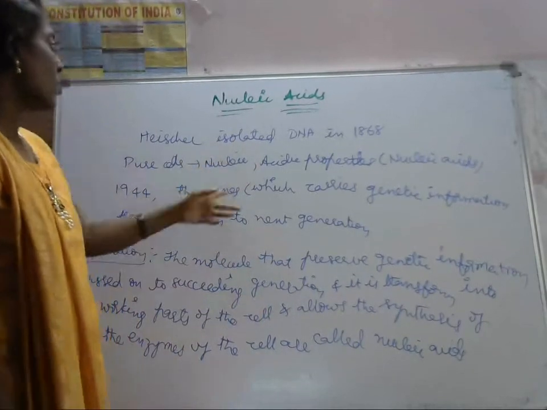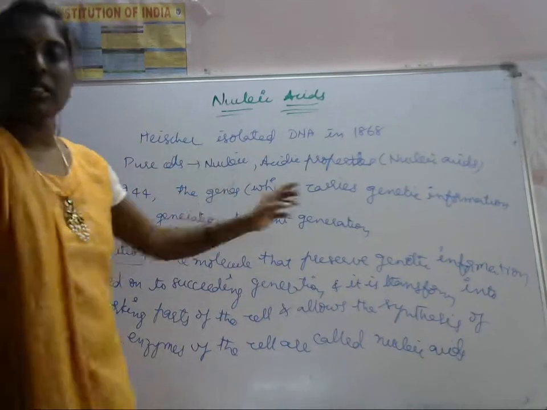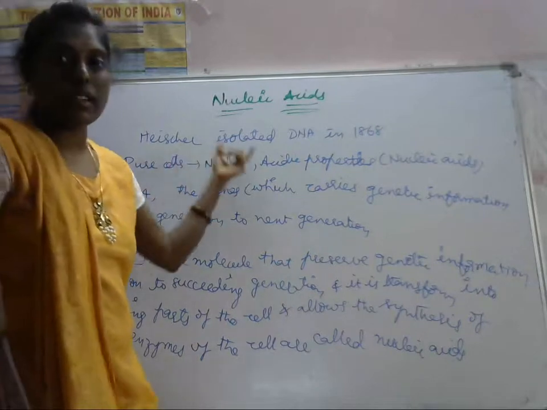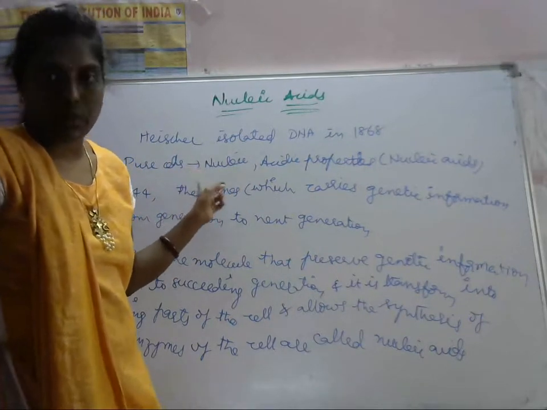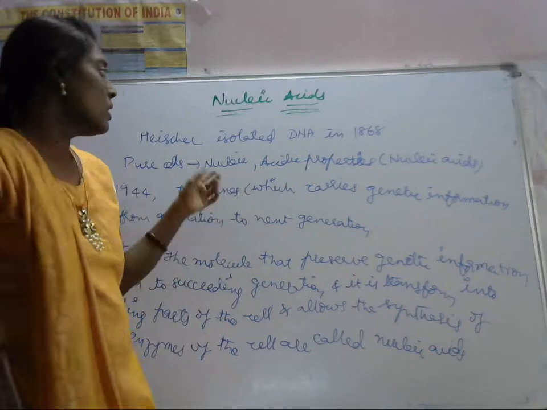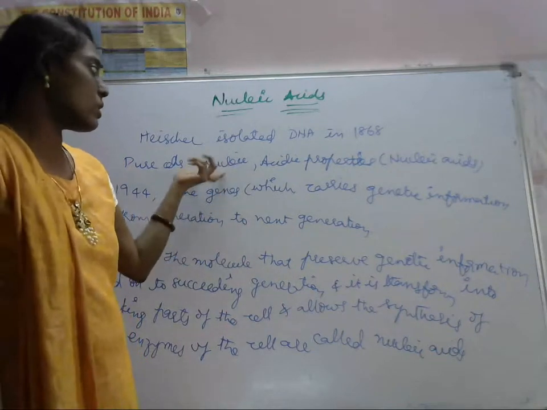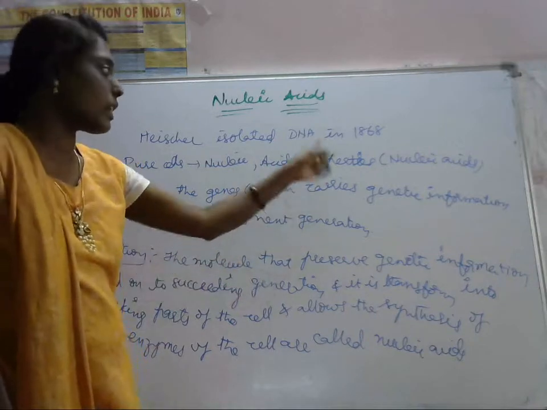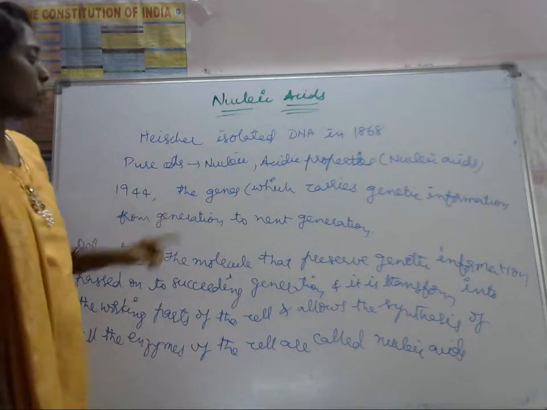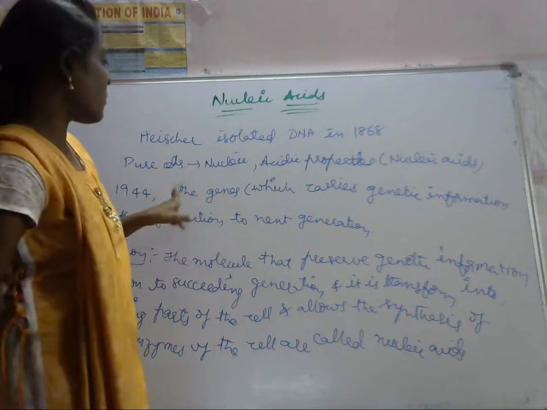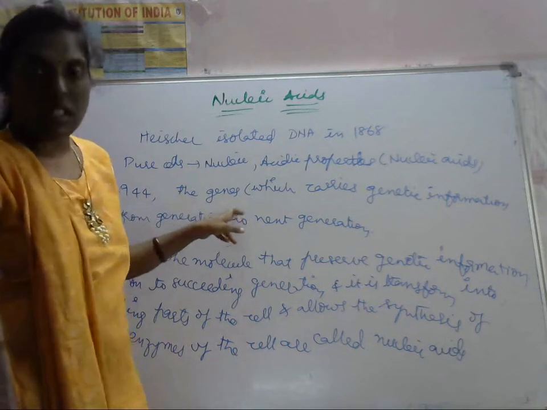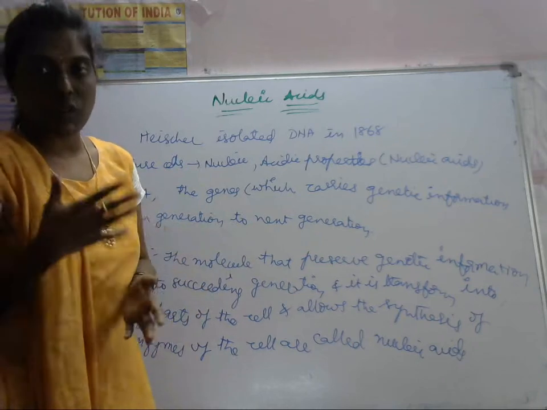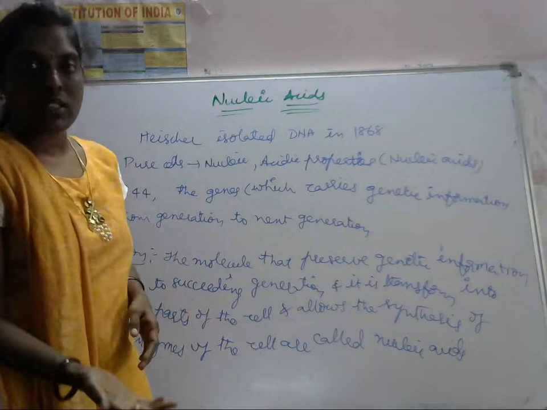Okay. So here Miescher isolated this DNA in 1868. He told about these pure cells. Pure cells means what here? It is called nucleic acids. These have acidic properties, so that's why it is called nucleic acids. Okay. So in 1944, he referred to them as genes. Genes means what? These are the genetic materials, and they pass the genetic information from generation to next generation.